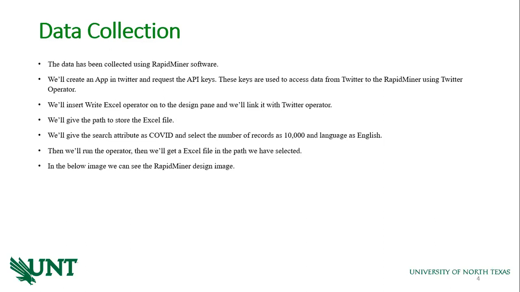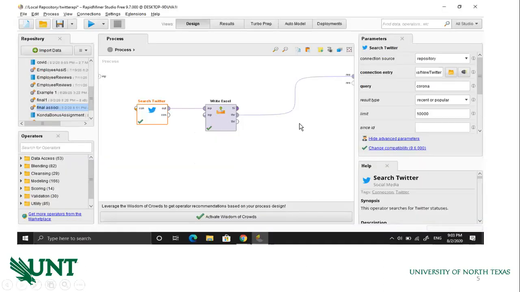In the below image, we can see the RapidMiner design. Here we can see we have used the search Twitter operator, then we connected it to the write Excel operator. In the search Twitter, we should give the query as COVID, the result type we have taken as recent or popular, and the limit was taken as 10,000. If we scroll down, we can select the language in which we are interested.